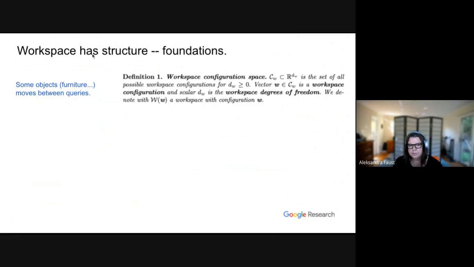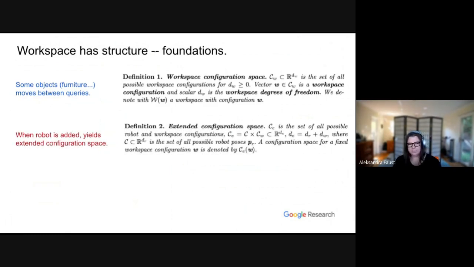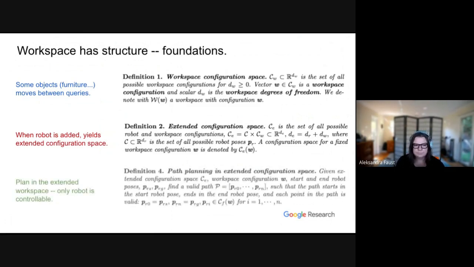So we introduced the definition of the workspace configuration space, where the workspace itself has some degrees of freedom. Next, we add the robot, and this yields the extended configuration space. Now we have the robot that moves and that we can control. The room and the objects also have configurations, and collision checking depends on that extended configuration space. Finally, we add the definition of path planning in the extended configuration space. We basically said that finding a safe collision-free path happens in the extended configuration space where we can only control the robot.